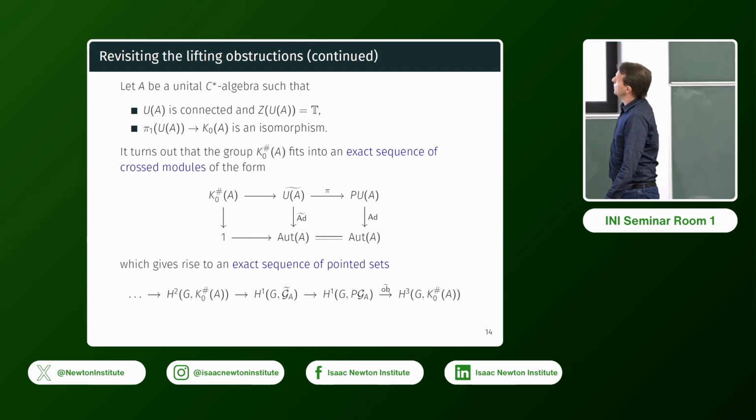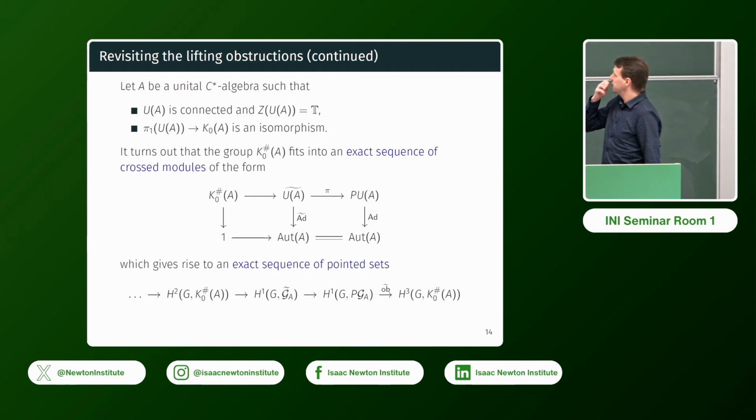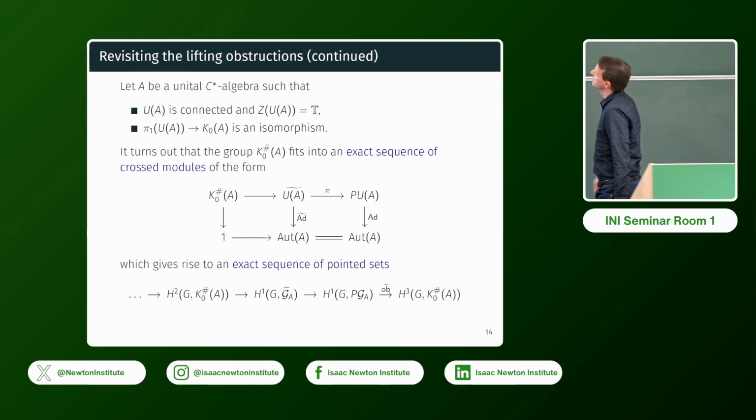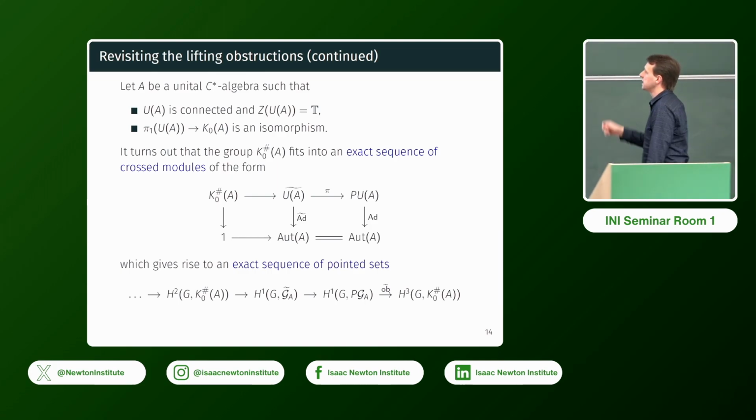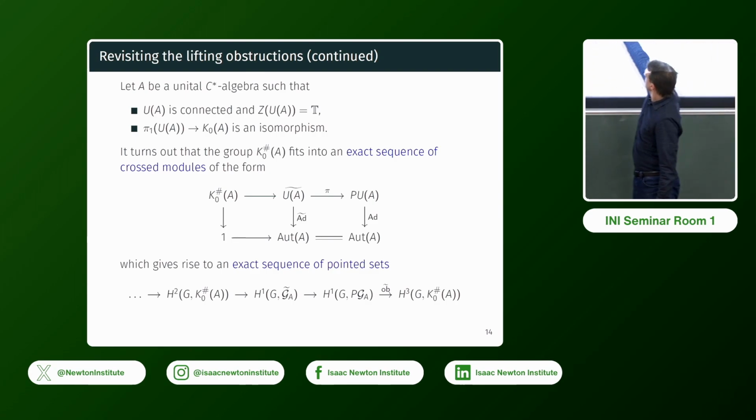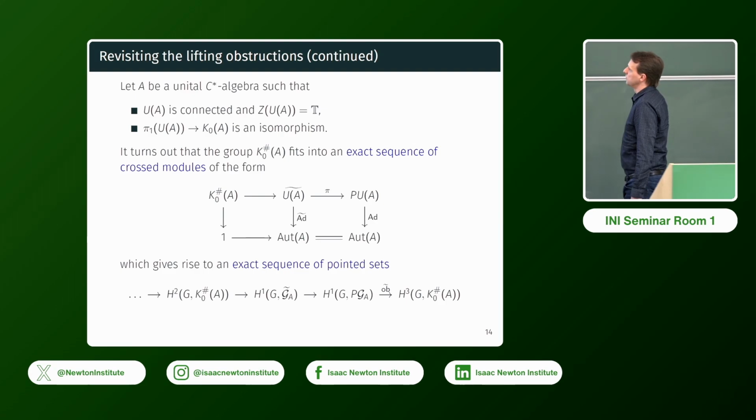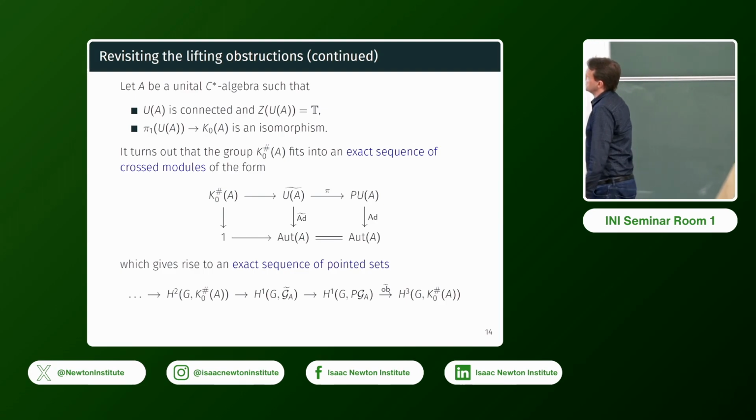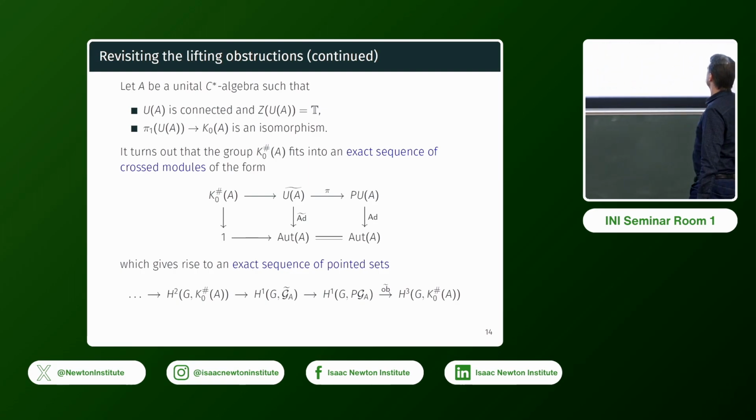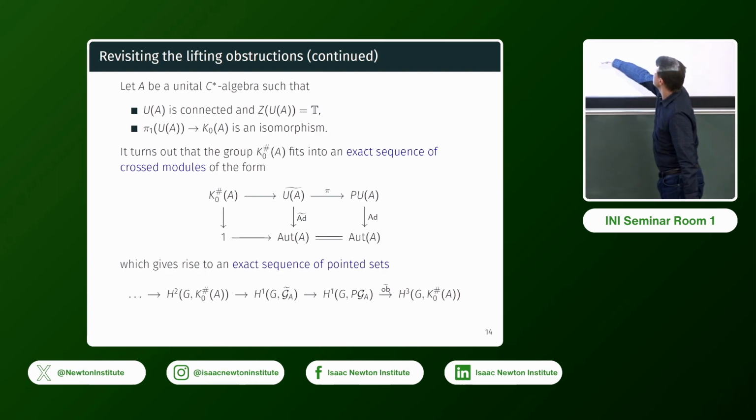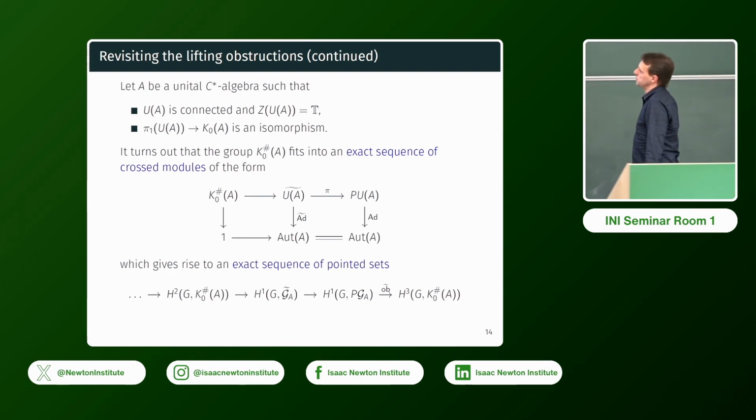All right, so there's another one. If I go back to the assumptions that Izumi made to get his invariant, so U of A is connected, the center is the circle, and I have this isomorphism between the fundamental group and the K0 group. Then I get another short exact sequence of crossed modules where I now take the universal cover of the unitary group, map that down all the way to the projective unitary group, and then the kernel of that is this modified K0 group, K0 hash. And then the exact sequence of crossed modules gives rise to this long exact sequence that stops at this point, and this obstruction that I see at the end is again just Izumi's invariant.